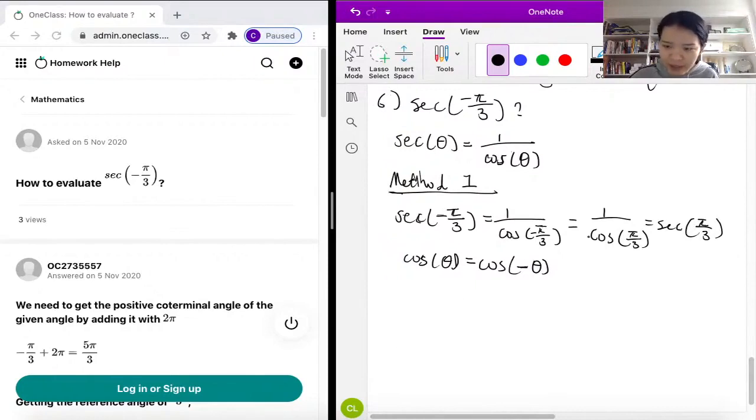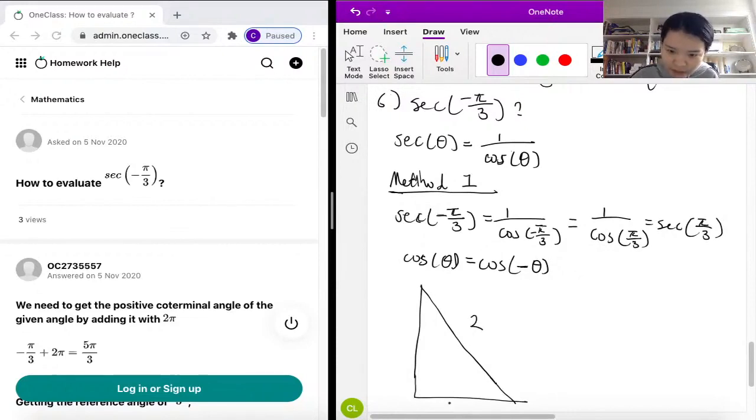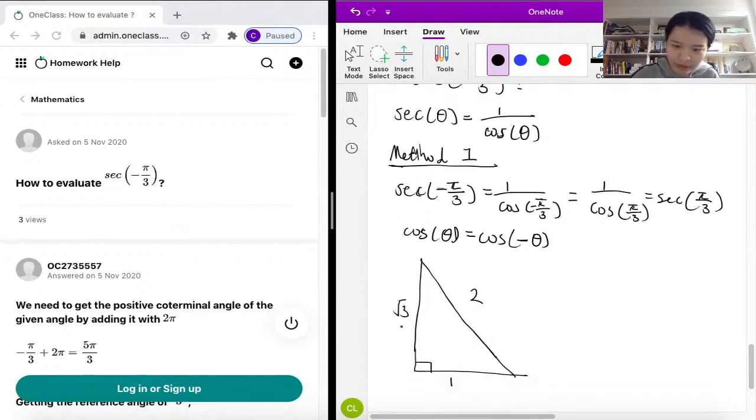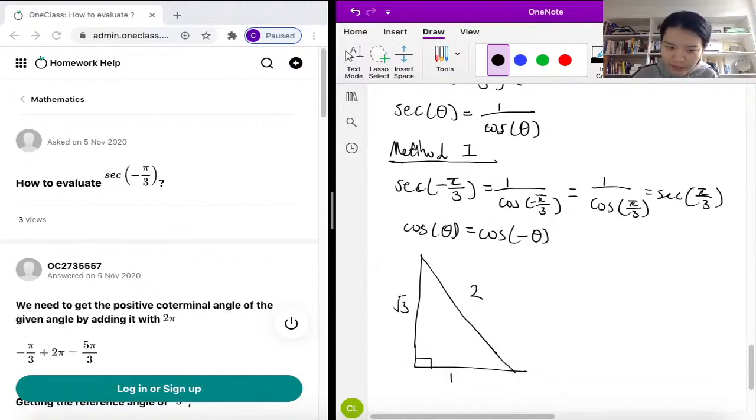Next we're going to find the cosine of pi over 3, and to do that we're going to use a special triangle right over here. The special triangle is a right triangle where the hypotenuse is 2, and the two sides are root 3 and 1 respectively. This angle right over here is pi over 3, and this angle right over here is pi over 6.